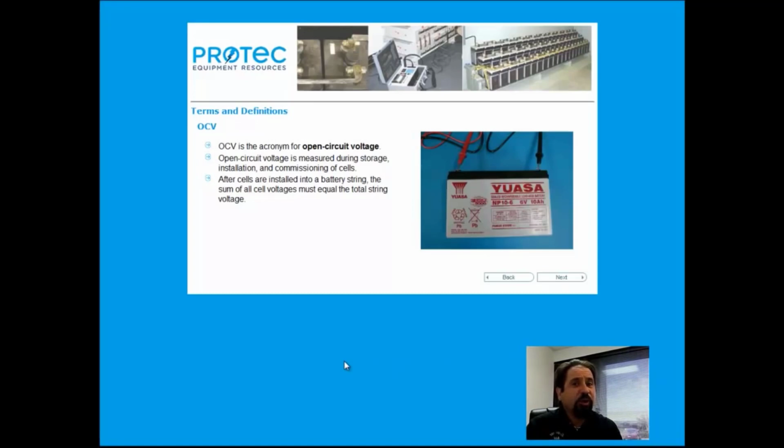OCV is the acronym for open circuit voltage. Open circuit voltage is measured during storage, installation, and commissioning of cells. After cells are installed into a battery string, the sum of all cell voltages must equal the total string voltage. For example, if we string 3 cells together, we should have a resultant of 6 volts open circuit voltage on the terminals.